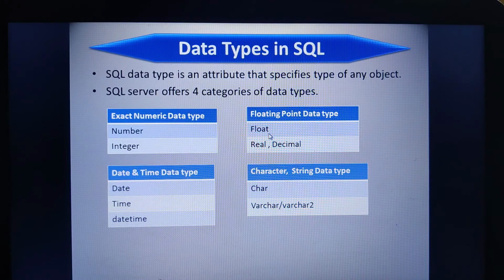Then coming to the floating point, whenever we need to represent any real number with a fractional part, we need to use the data types float, real, or decimal. Then we have the date and time data type. If I want only the date to be printed, then I use the data type known as date. If I want only the time, I can use the data type time. If I want both the date and time, then I can go for the datetime data type.